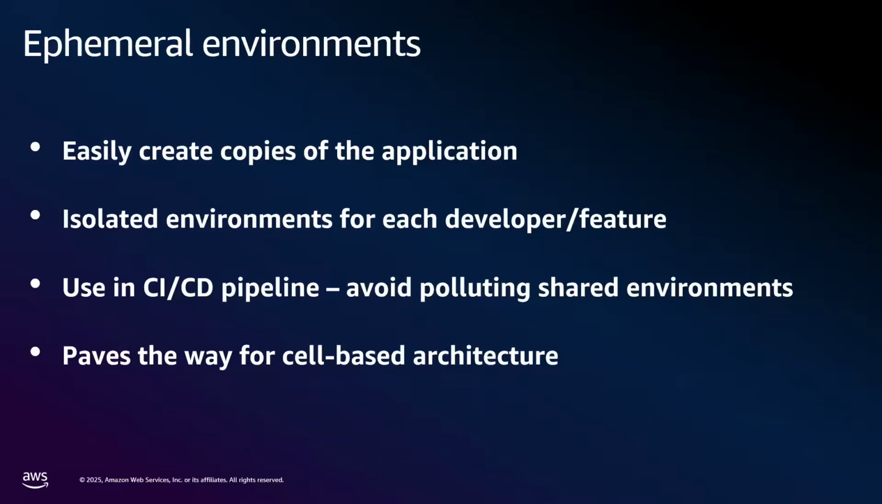And a very interesting thing here is that once you have this ability to easily stand up copies of your application, now you pave the way towards a cell-based architecture where you can create different copies of your application for different tenants so that you can limit the blast radius of individual tenants. And this is a really, really powerful architectural pattern and something that's used very heavily inside the AWS services that we all use every single day.